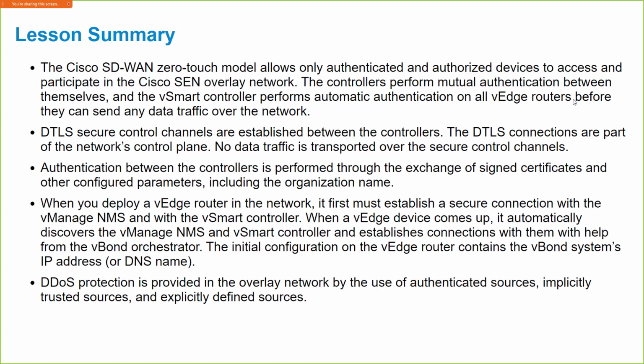We talked about when we deploy our vEdge router in the network for the first time, it has to talk to the orchestrator, then it gets registered to vManage and the vSmart controller, so it can join the fabric and then also get its configuration. It discovers vManage and the controller through the orchestrator process, so we have to have an initial configuration on the orchestrator that allows that vEdge device to be authenticated.